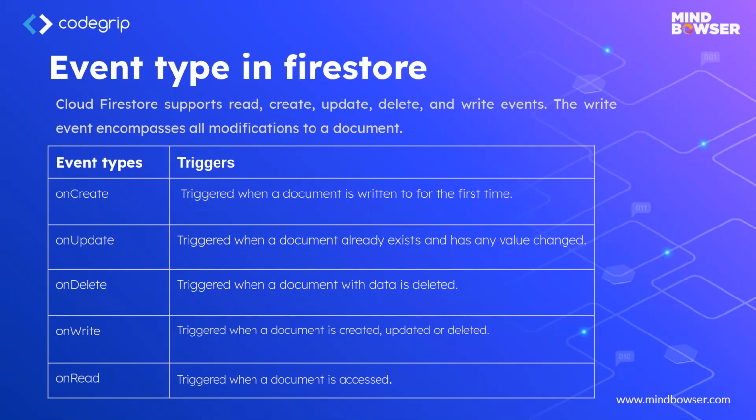Lastly, onRead, this will be triggered when a document is read or accessed. Inside onRead, for real-time data access, there is a function known as onSnapshot inside Firestore, which will be used for accessing the real-time changes. Further, all the used event types will be discussed in the demo briefly.